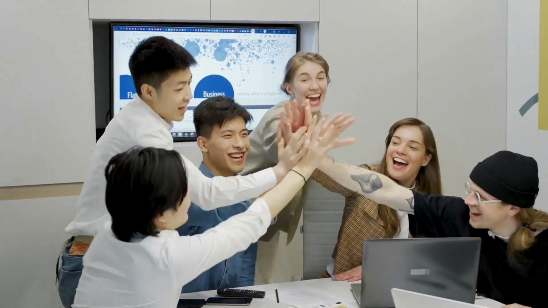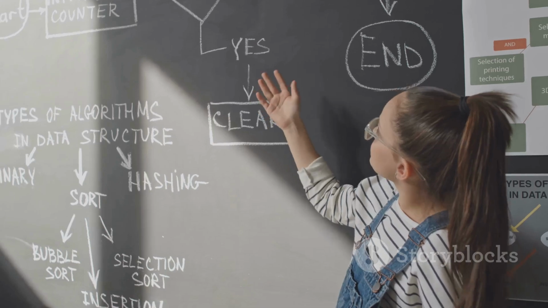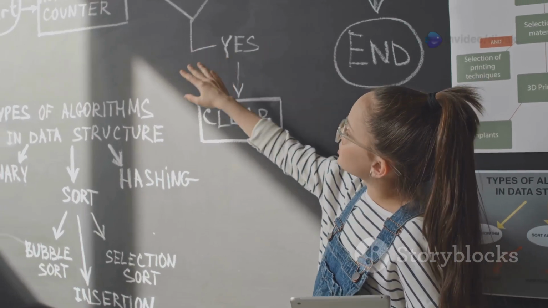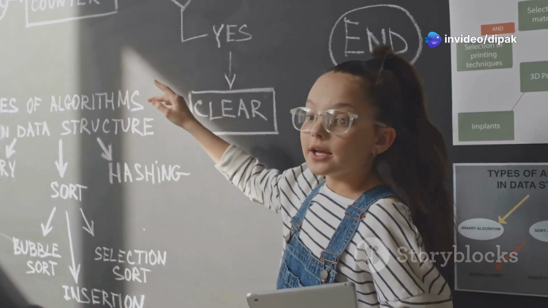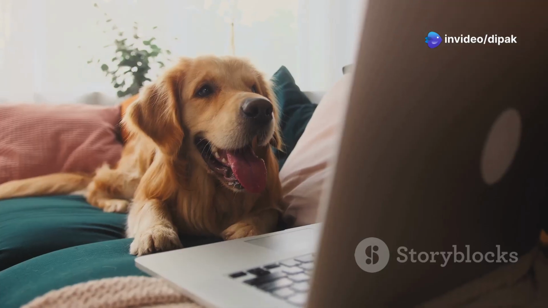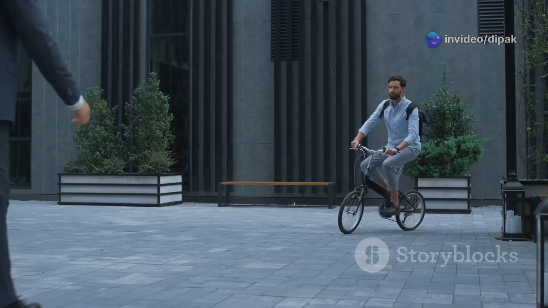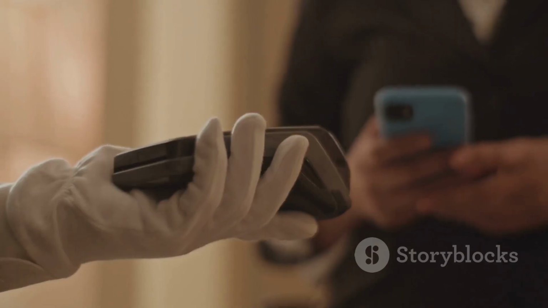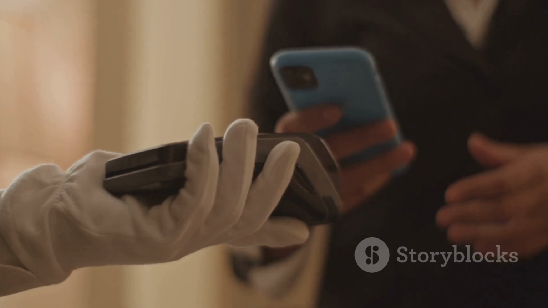This approach is incredibly powerful. Instead of writing messy, tangled code where data and actions are all mixed up, we organize everything into neat, reusable objects. We can create a dog object with a bark method, a bicycle object with a pedal method, and a bank account object with deposit and withdraw methods.